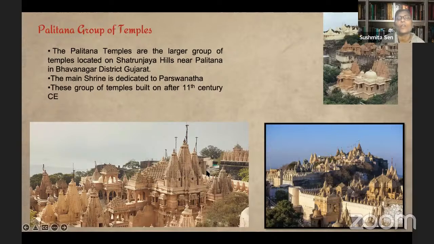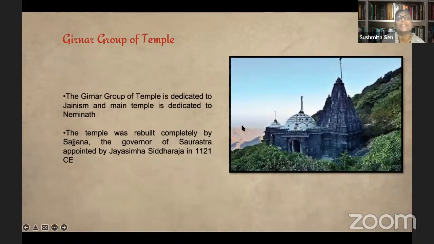This is located on a huge hillock built in 11th century CE. And these are the Girnar group of temples dedicated to Neminath. If you think who built them, it was the governors or the ministers who were followers of Jainism, and they were traders also. They were trading in many things. So they were the ministers of these kings, and they were the ones who built most of these Jain temples.